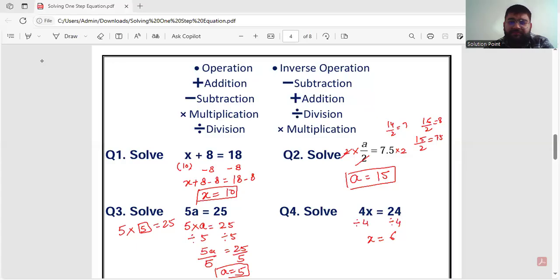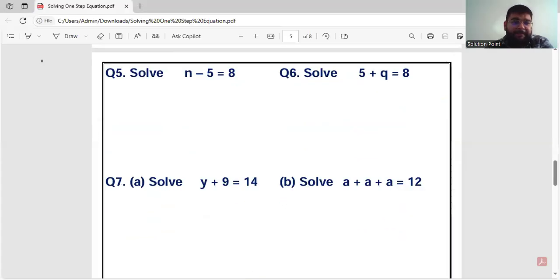Now, let's do some other questions as well. In the fifth question, we need to do n minus 5 equals 8. So we need to get the value of n, by which when we subtract 5 from this, we will get 8. If we apply the inverse operation, we need to get rid of this negative 5 from here. So we need to add 5 on both sides. So this will become n, and this 8 plus 5 will become 13. Or you can think 13 minus 5 is 8.